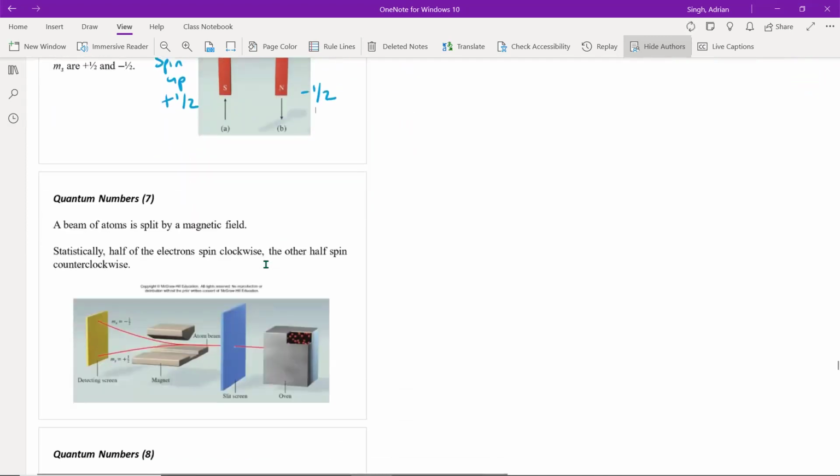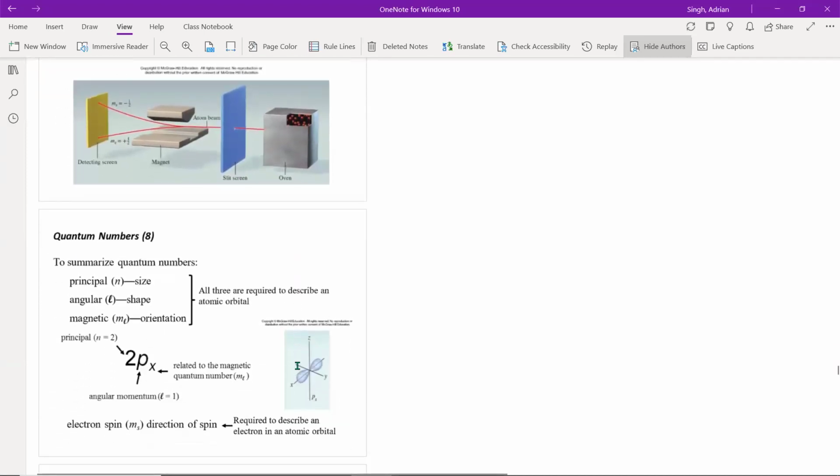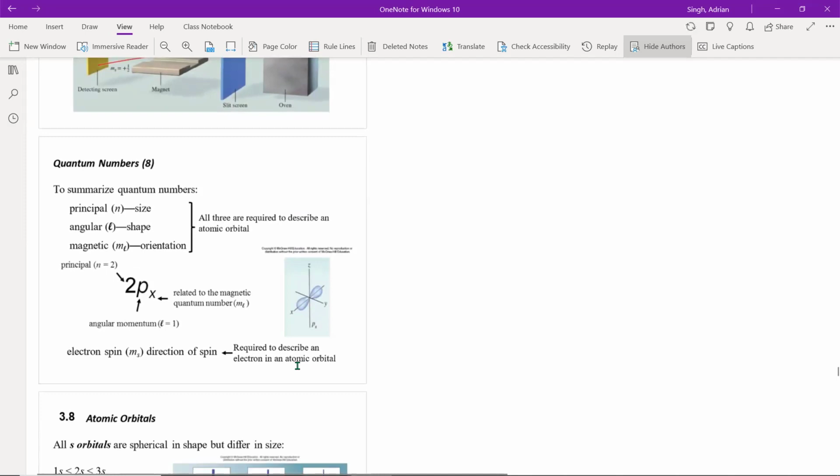And we can actually identify that just by doing a simple experiment. Okay, if we pass an atom beam through a screen and we subject it to a magnetic field, we'll see that half of the electrons are deflected upwards, half are deflected downwards because of their spin, right? Spinning up versus spinning down. So we have 3 of the quantum numbers that give us some information about the orbital. The principal quantum number n gives us the size, the angular quantum number l gives us the shape, and the magnetic quantum number m sub l gives us the orientation.